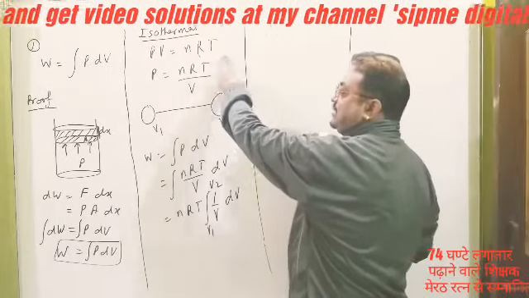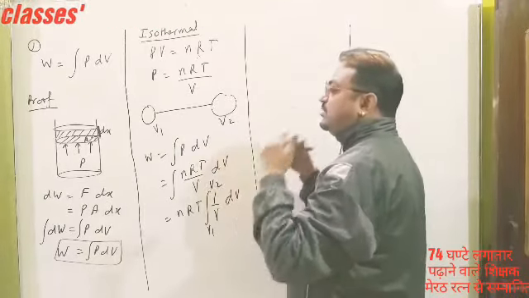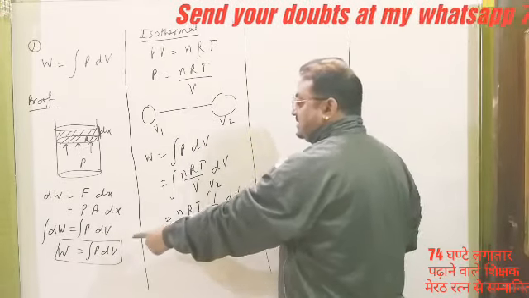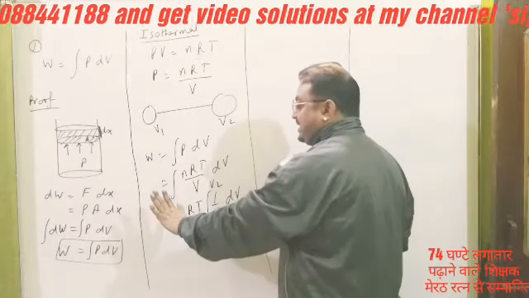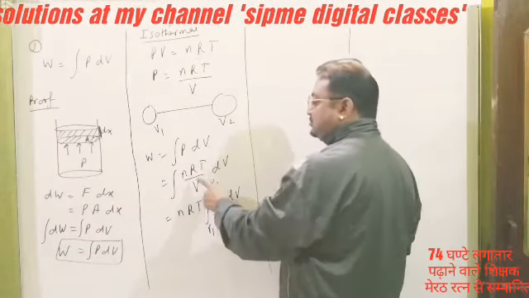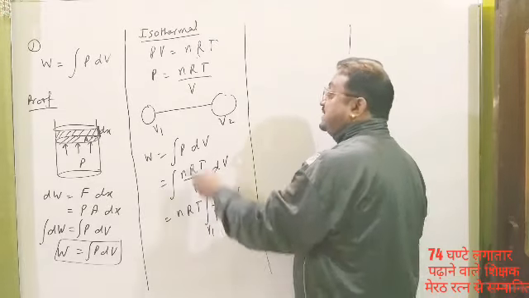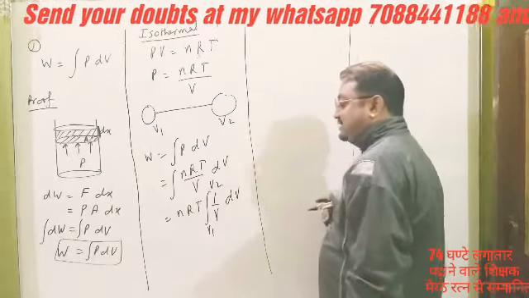Now, PV is equal to nRT is applicable for each and every process, whether it is isothermal or adiabatic or whatever. Therefore, P is equal to nRT upon V. Work done is integral P dV. P is equal to nRT upon V. nRT can be taken as constant. Number of moles is a constant. R is the universal gas constant. T is temperature. In an isothermal process, temperature is a constant. Therefore, nRT is a constant.